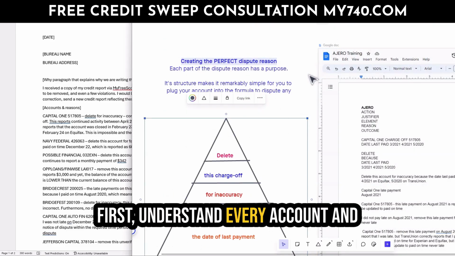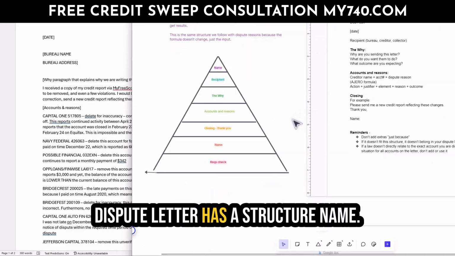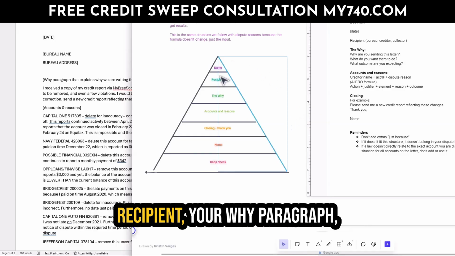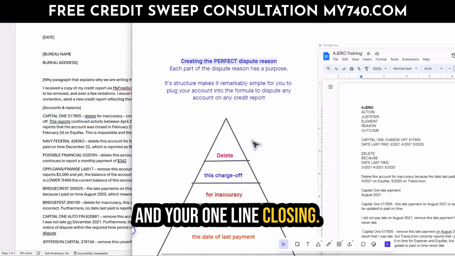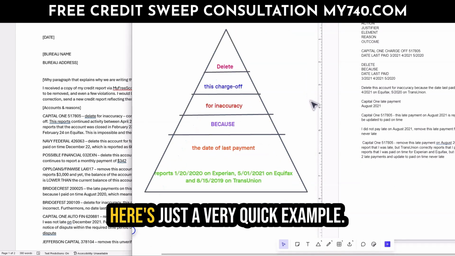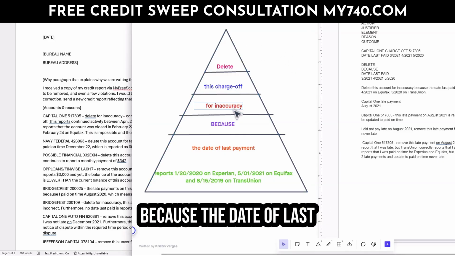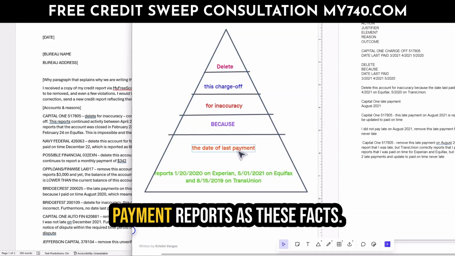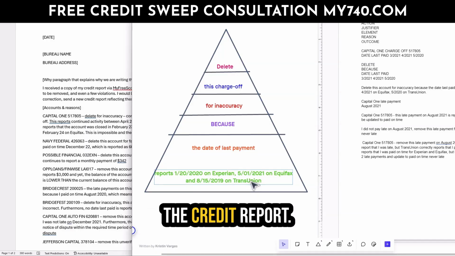First, understand every account and dispute reason is the same. Every dispute letter has a structure: name, recipient, your why paragraph, your accounts and reasons, and your one-line closing. For your dispute reason, follow the AJERO formula: action, justifier, element, reason, and outcome. Here's just a very quick example: Delete this charge off for inaccuracy because the date of last payment reports as these facts. We take these facts from the credit report.